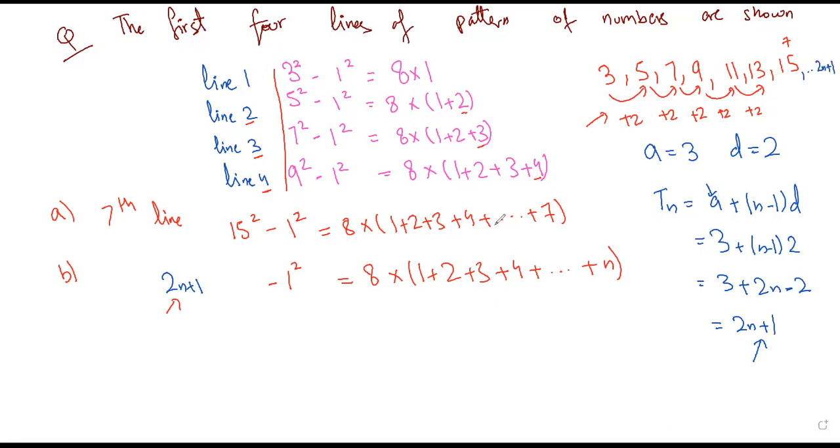So since we are squaring every term, we will just square the nth term as well, and we are going to get the correct answer. So this would be the square of the nth term. Okay, so this would be the nth line basically.